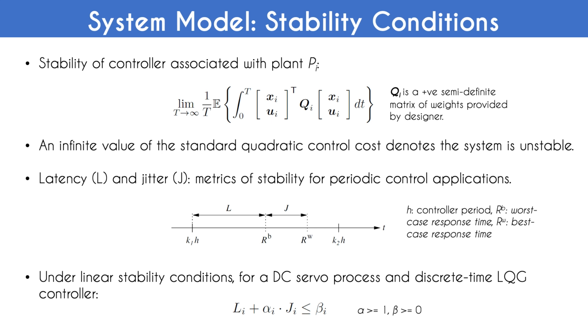Latency is the best case time, and jitter is the worst case minus best case response time. So they use something known as the jitter margin toolbox, and if we assume that the stability conditions are linear and this is our process, then this is the equation for the stability condition. So there's some constant alpha and some constant beta, if we plot latency and jitter.